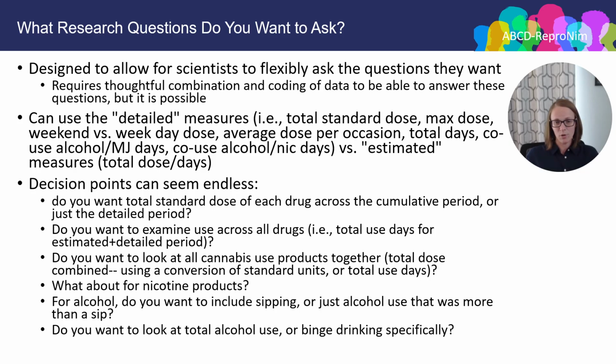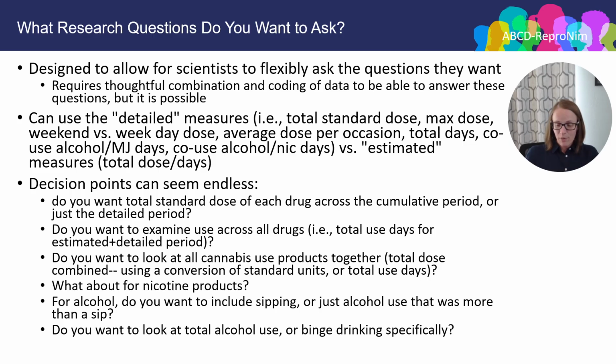You can look at cannabis products all together, or you can look at how much they're using edibles, how much they're using concentrates. We've done our best effort to try to calculate even standard units across all these different types of products. If you're looking at nicotine, you can do the same thing. Do you want to combine across nicotine products or only look at specific nicotine products? For alcohol, do you want to look at sipping, alcohol use that was more than a sip? Do you want to look at total alcohol use or binging and then their subsequent hangover symptoms? All of this is fully possible. You just, again, have to think about it.